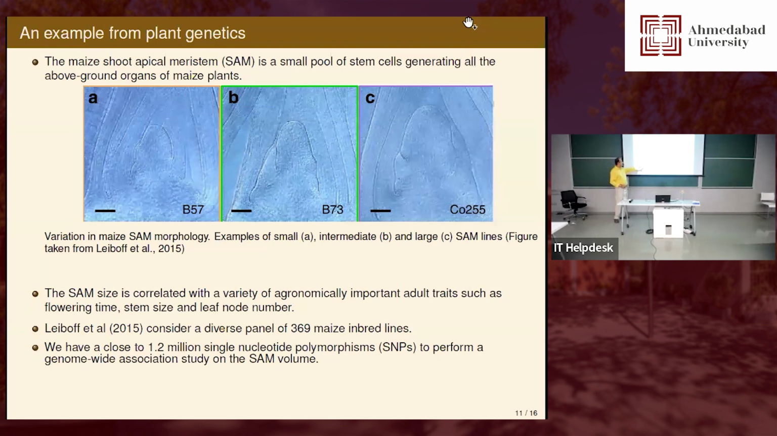So they had 369 values from 369 maize inbred lines. And so you can see that's the number of responses I have. And I have information on like 1.2 million SNPs. Okay. So out of 1.2 million markers, there are only a few. Less than 5 markers, which are important. So you have to find those important 5 markers from 1.2 million markers. So it's kind of finding needles in a haystack, okay?